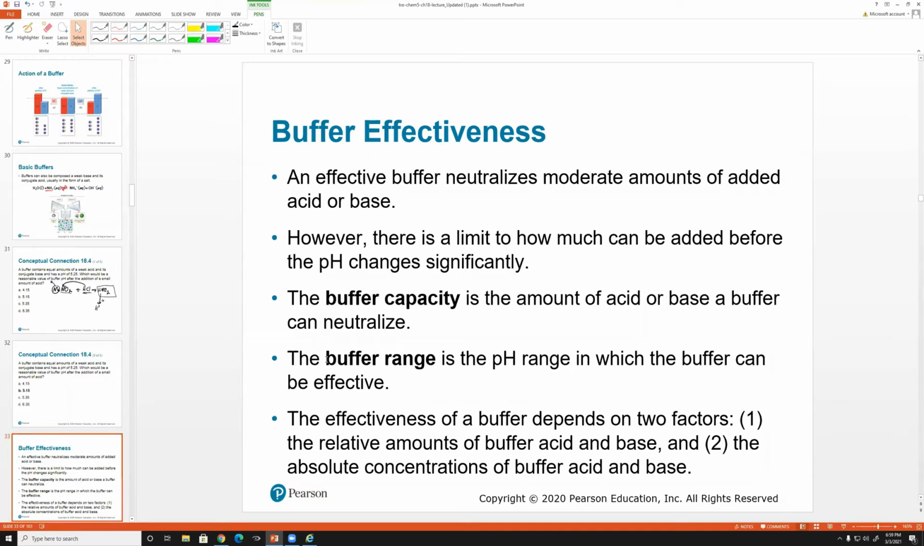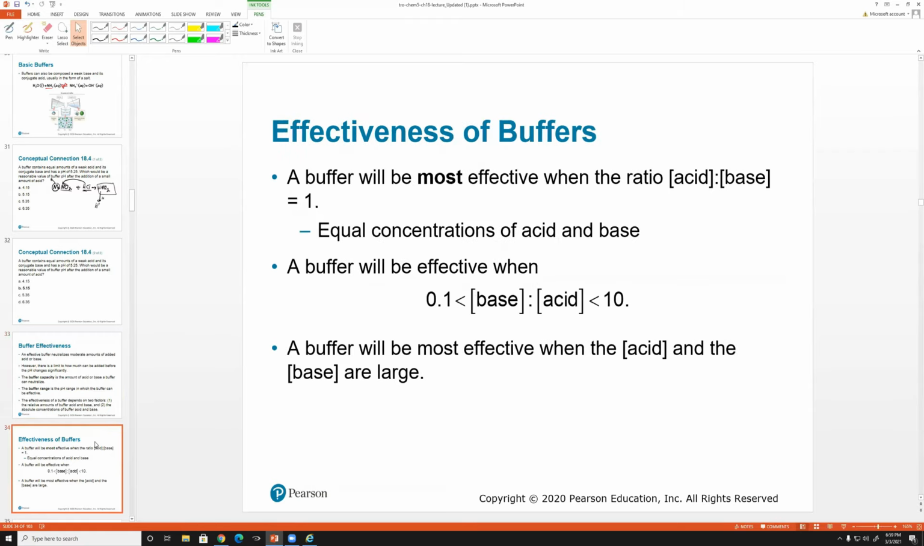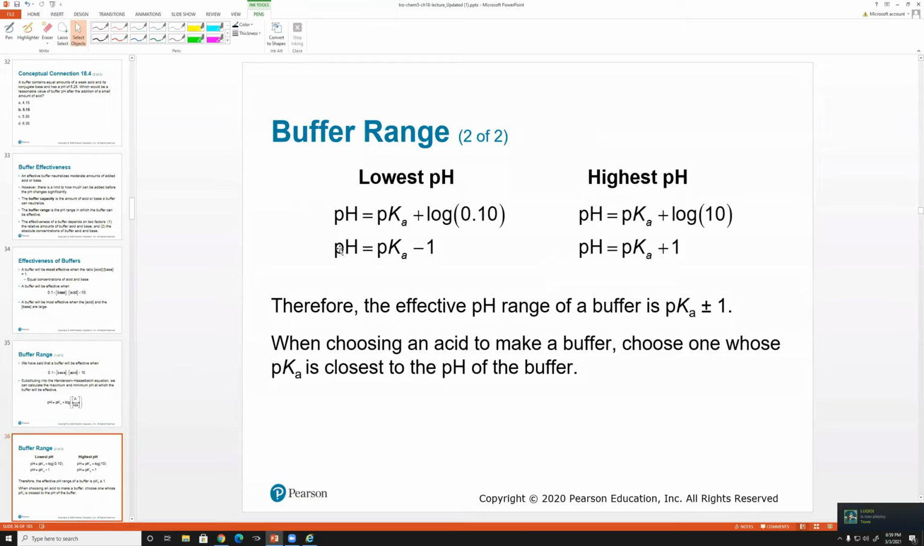Then buffer range. So buffer range is the pH range at which a buffer can be effective. So anything above that pH range, it's not really going to keep it in that range. It'll go haywire after that. And how do you figure that out? By using this rule that a buffer is the most effective when the base to acid or acid to base ratio is between 0.1 and 10. And if we convert that, just to cut to the chase, we come up with the buffer range as the lowest possible pH of the buffer would be the pKa of the weak acid minus 1, and the highest would be the pKa plus 1.